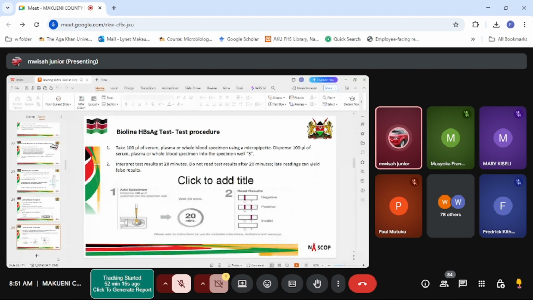Interpret test results at 20 minutes and do not read test results after 20 minutes. It is 20 and 20, no exceeding. Later readings can yield false results.